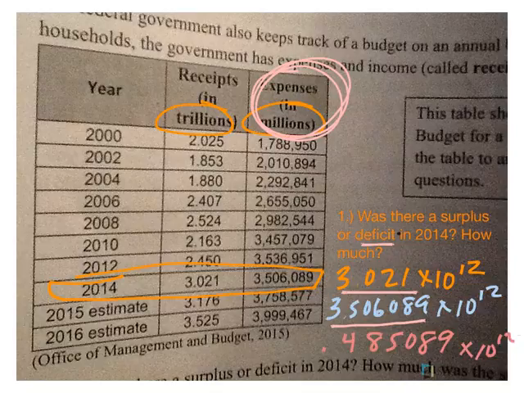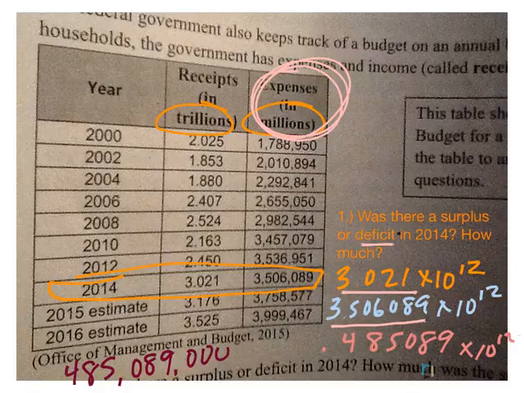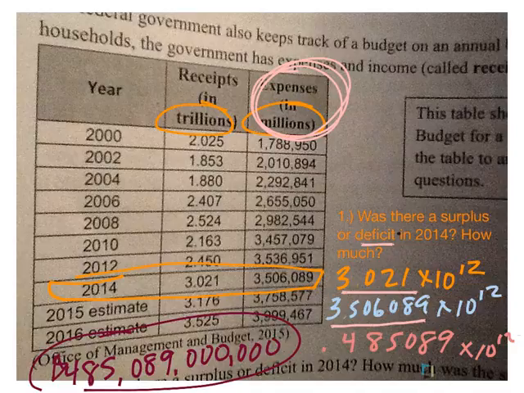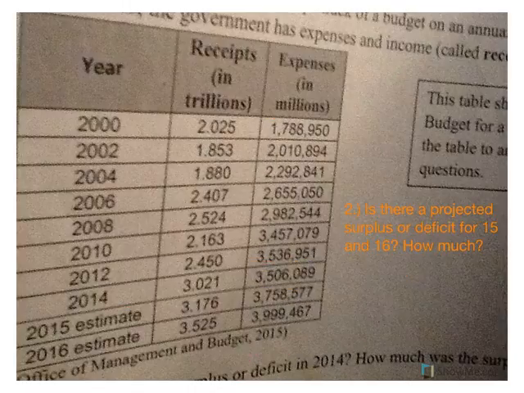And so if you move that over, let's make it a better number, like a number that you would actually read. It would be 485,089,000,000. So that would be the deficit of 2014. Huge honking number, right? And you get that by subtracting these two.